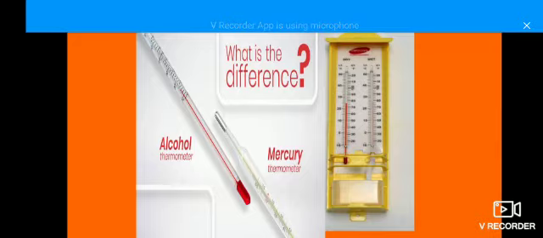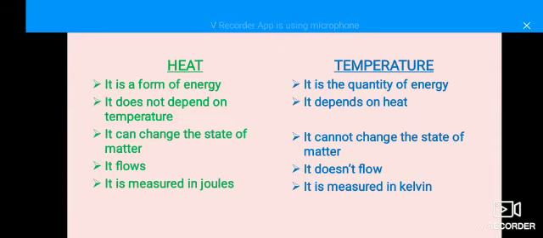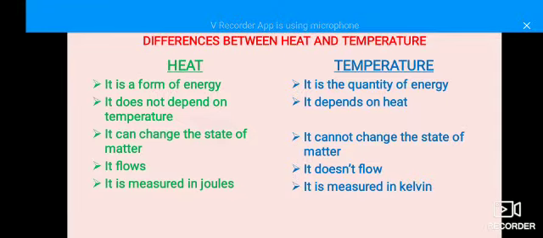Okay, so I hope the various types of thermometer are clear with the examples displayed on the screen. Alright, so let's now look at the various differences between heat and temperature. Heat and temperature. Do we have differences between them? Of course, there are differences between them. Number one, heat is a form of energy, but temperature is not a form of energy.